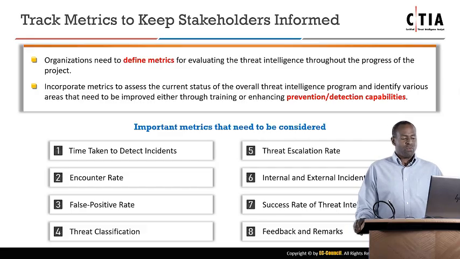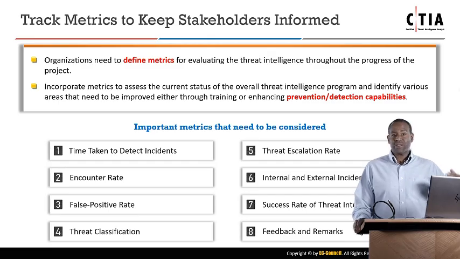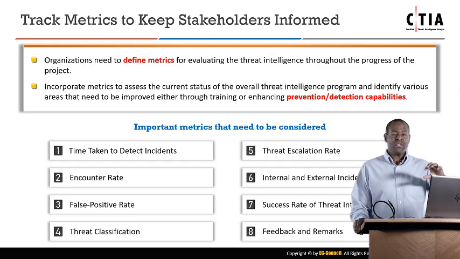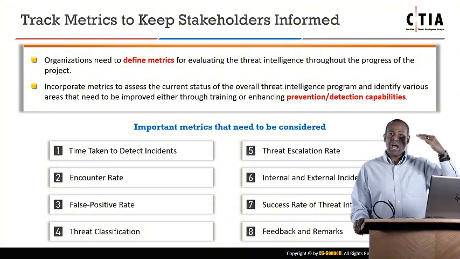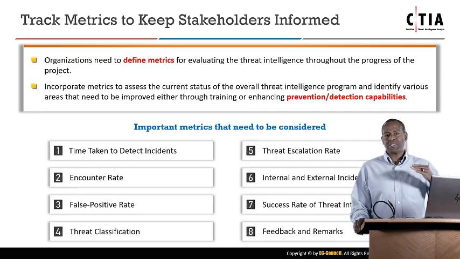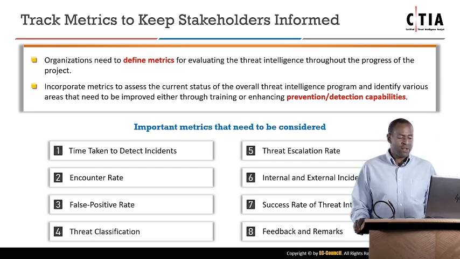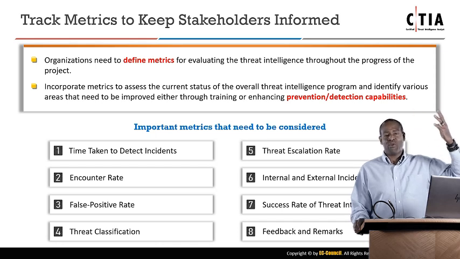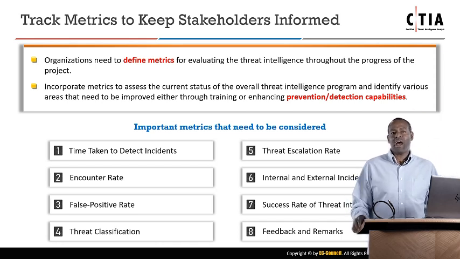Number four, threat classification. When we're talking about time to detect, encounter rate, and false positive rate, what classification of threats do those apply to? For instance, you may have a false positive rate that's pretty high on one type of threat, but pretty low on another type of threat. You may have an encounter rate that's really high for one class of threats and a low encounter rate for another class of threats. Number five, threat escalation rate. How often does this threat turn into something else and get escalated? We need to know that information.